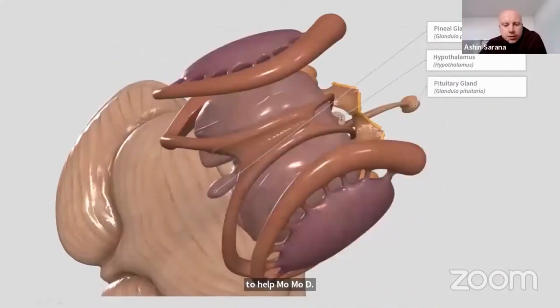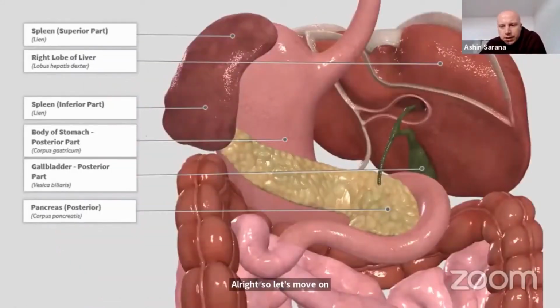All right, so let's move on. Now we are looking at the digestive system.